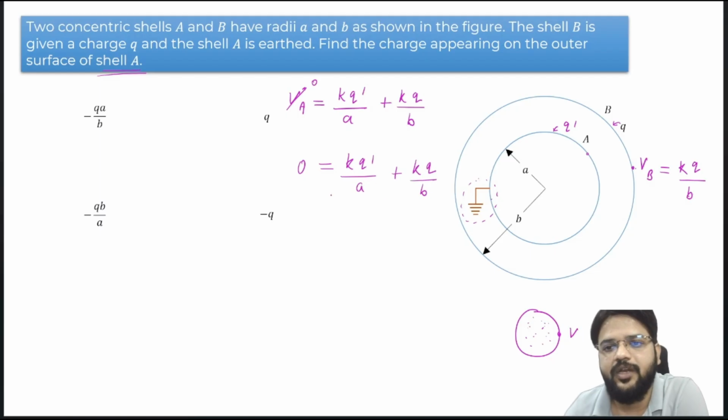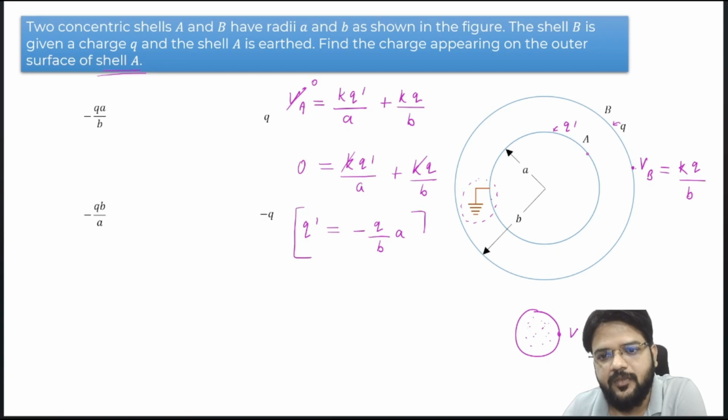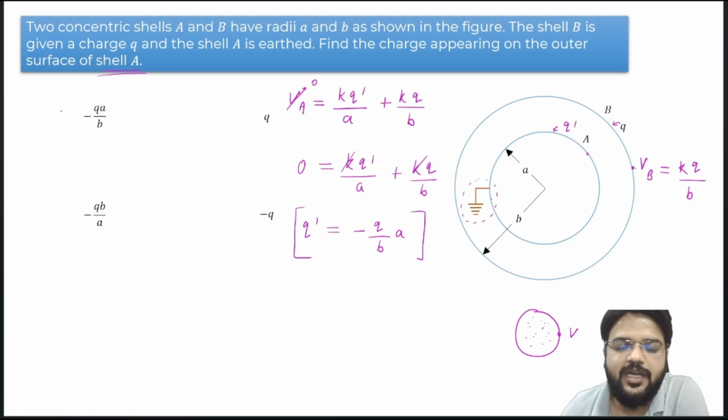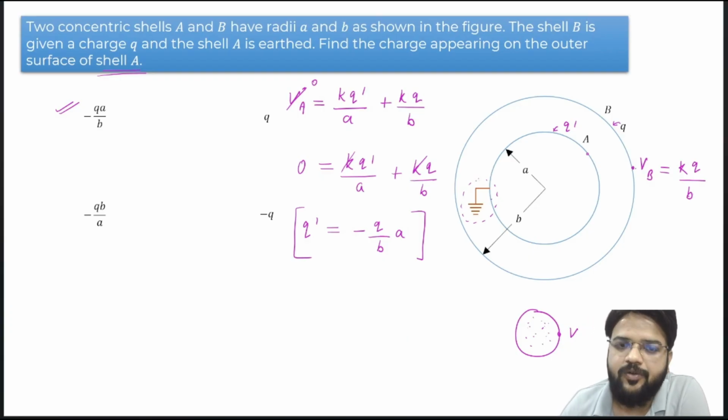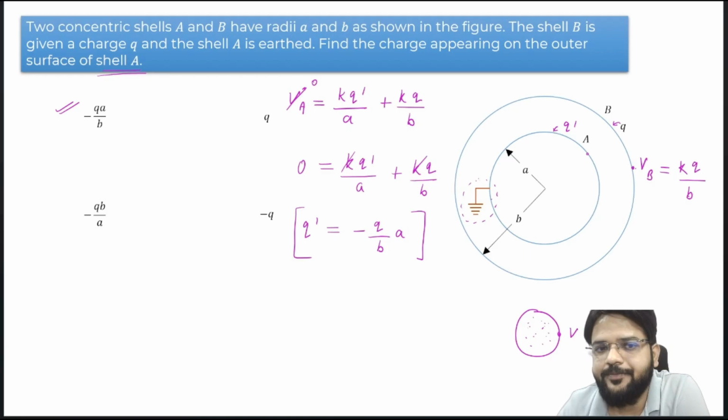And we are looking for what? We are looking for the Q dash. Here K is cancelling. So finally we have Q dash equal to minus Q A by B. So the correct answer is option A, minus QA by B. This is the net charge on the A sphere, or on the cell A. Alright, note down.